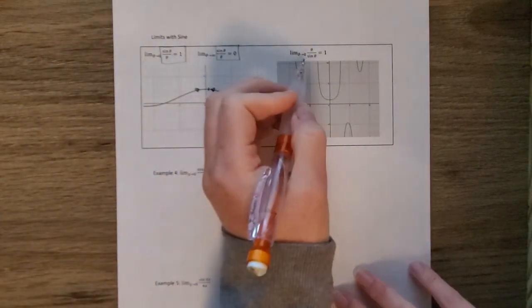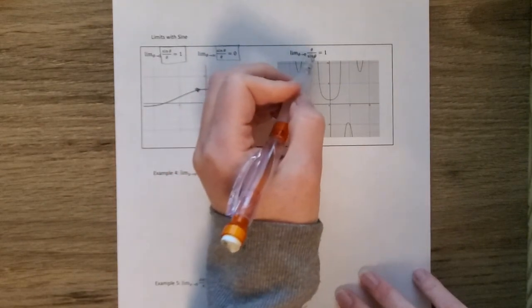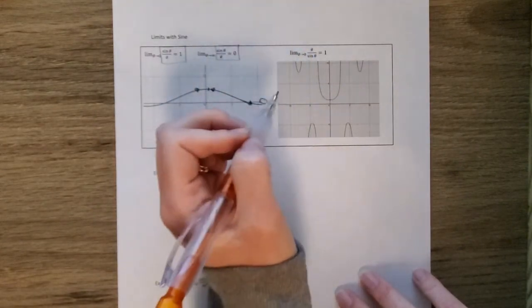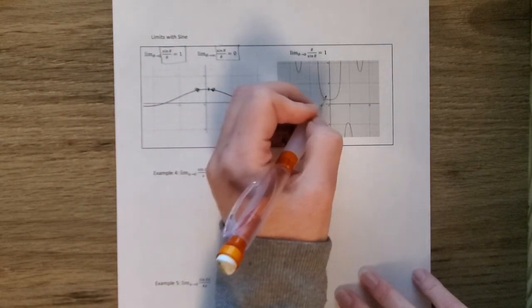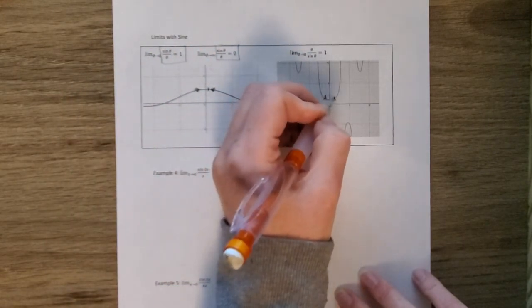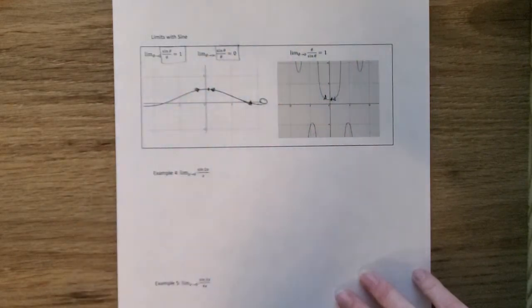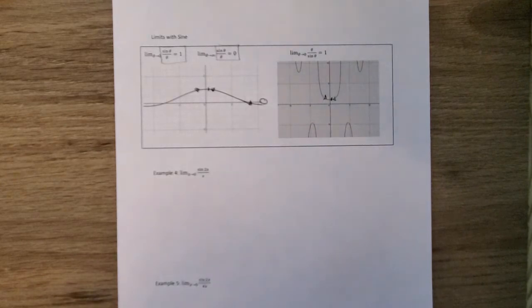And then here, if we have theta over sine of theta, so this is basically the reciprocal of this one, it still gives us 1. If we watch our graph as we head towards 0 from both directions, we're still heading towards 1. Okay, so I just put those graphs in there to give you a visual of what was going on.